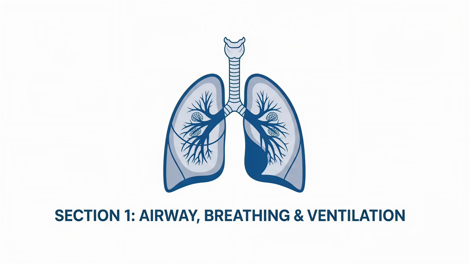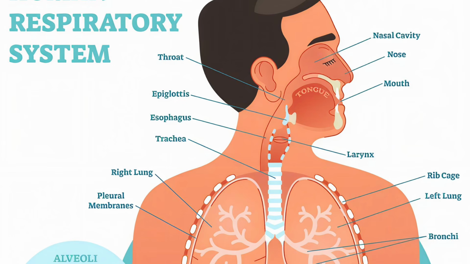Section 1, Airway, Breathing, and Ventilation. A good airway is the foundation of everything we do. First, let's cover the anatomy. The airway is divided into the upper and lower sections. The upper airway warms, filters, and moistens the air.